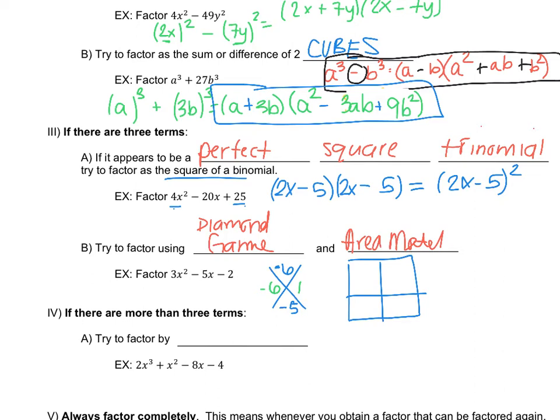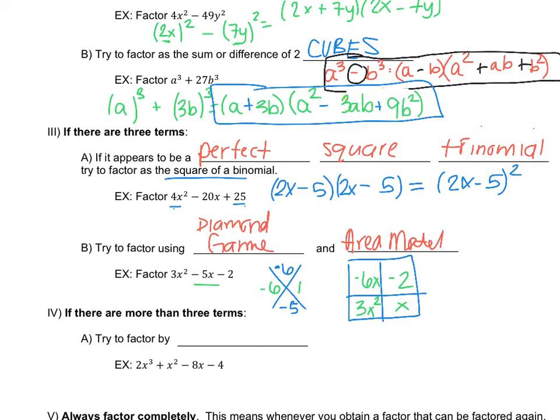Once I figure out those 2 values, I can go over to my area model and fill in my first term here, 3x squared, my last term of -2 here, and then these values, -6 and 1, are going to break apart my -5x's, so -6x plus 1x. And then we figure out the length and width of this, so that we would have each of these areas.